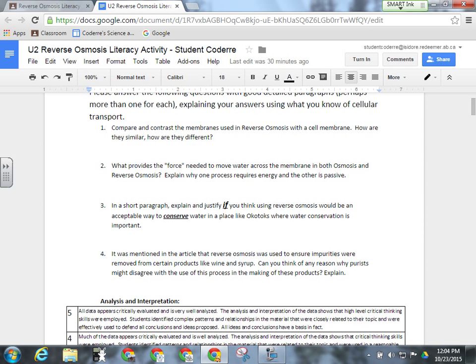Right? And the last thing, it was mentioned in the article that reverse osmosis was used to ensure impurities were removed from certain products like wine and syrup. Can you think of any reasons why purists might disagree with the use of this process in the making of these products? Okay, so reverse osmosis is going to clean water. Okay, that's what it's going to do. It's going to clean water.